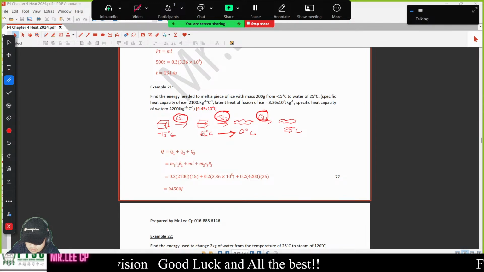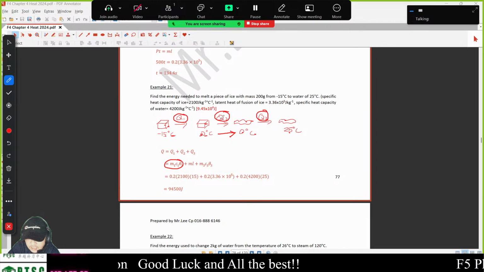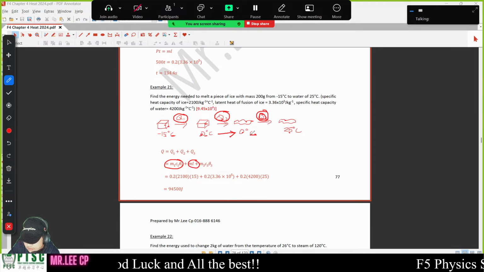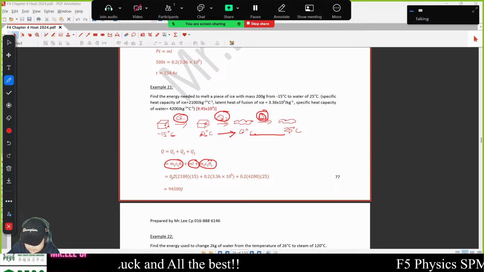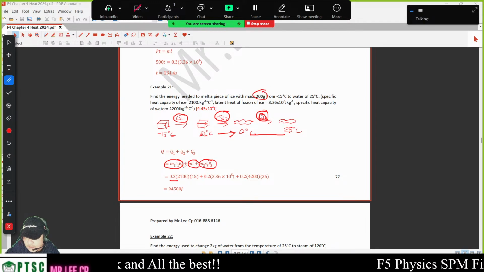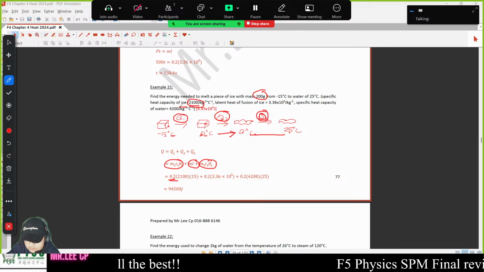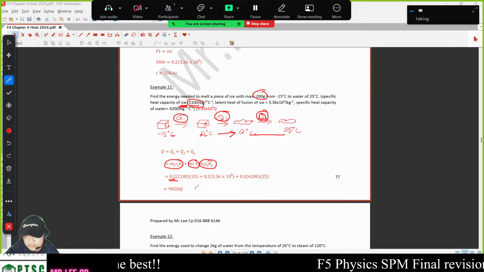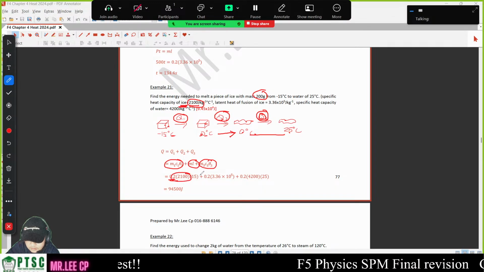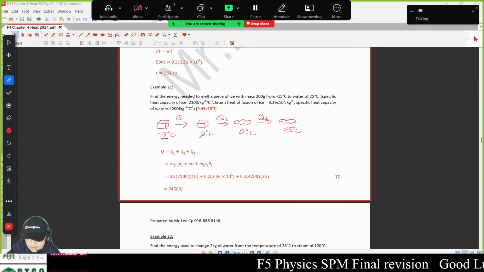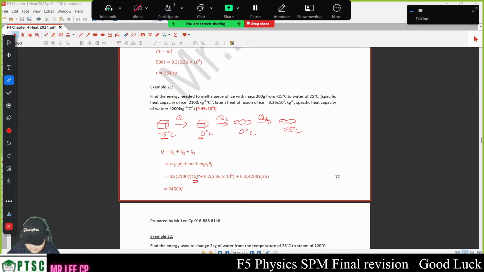So this one temperature change, MC theta. Temperature no change, ML. This one temperature change from 0 to 25, MC theta. You substitute it in. M is 0.2, C is 2001 for ice. Read properly. Ice. Right? 2001. And then the change of the temperature -15 to 0. It is increased 15. Don't put negative.